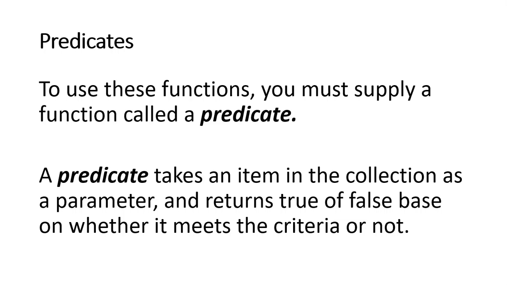A predicate is a function that you supply as a parameter, and the predicate will return true or false based on whether or not the object being looked at, or the element in the list being looked at, meets your particular criteria. So in the next example here, I'm going to create a list of integers, and then we're going to find all the ones that are positive. We're going to use the find all function, which means we have to write a predicate function that will tell us if an integer is positive.